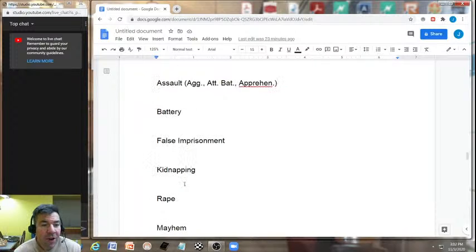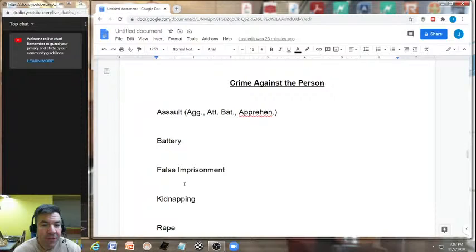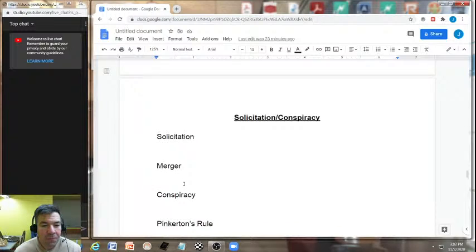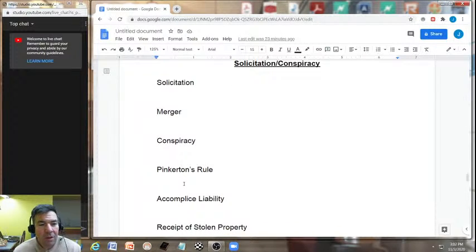Now, after having taken care of crimes against the person element in our criminal law shopping list, let's go now down to solicitation and conspiracy. Solicitation is the asking or encouraging another to commit a crime. No more or less than that. Plus, you might even add the element of intent there, so we'll include that in our rule. Solicitation is the asking or encouraging another to commit a crime with the intent that the crime be committed.